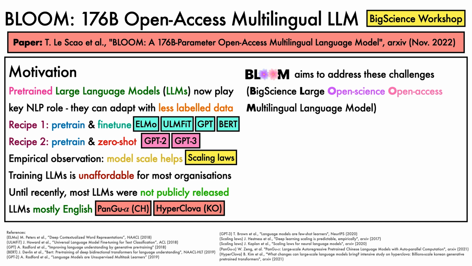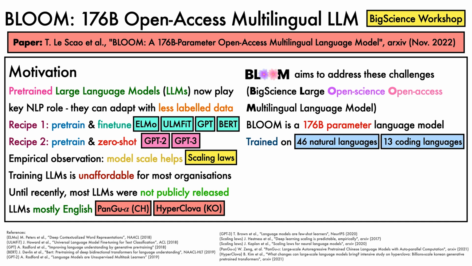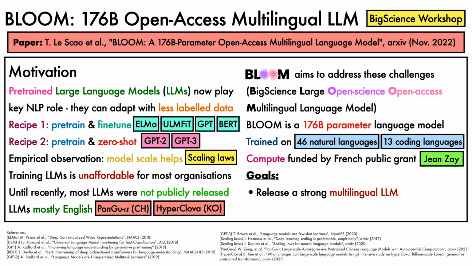Bloom is short for BigScience Large Open-science Open-access Multilingual Language Model. It's a 176 billion parameter language model that was trained on 46 natural languages and 13 coding languages, using compute funded by a French public grant to use the Zhongzhei supercomputer. The goals of the project were to both release a strong multilingual large language model and to document the coordinated process involved in its development.